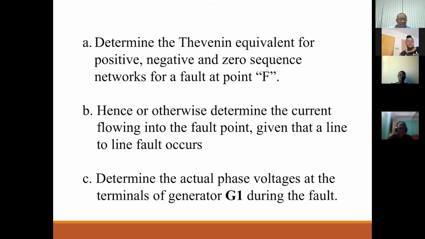We want to determine the Thevenin equivalent for the positive, negative, and zero sequence networks for a fault at point F. And hence or otherwise, determine the current flowing into the fault point, given that a line-to-line fault occurs. And then we want to determine the actual phase voltages at the terminals of the generator G1 during the fault. Okay?